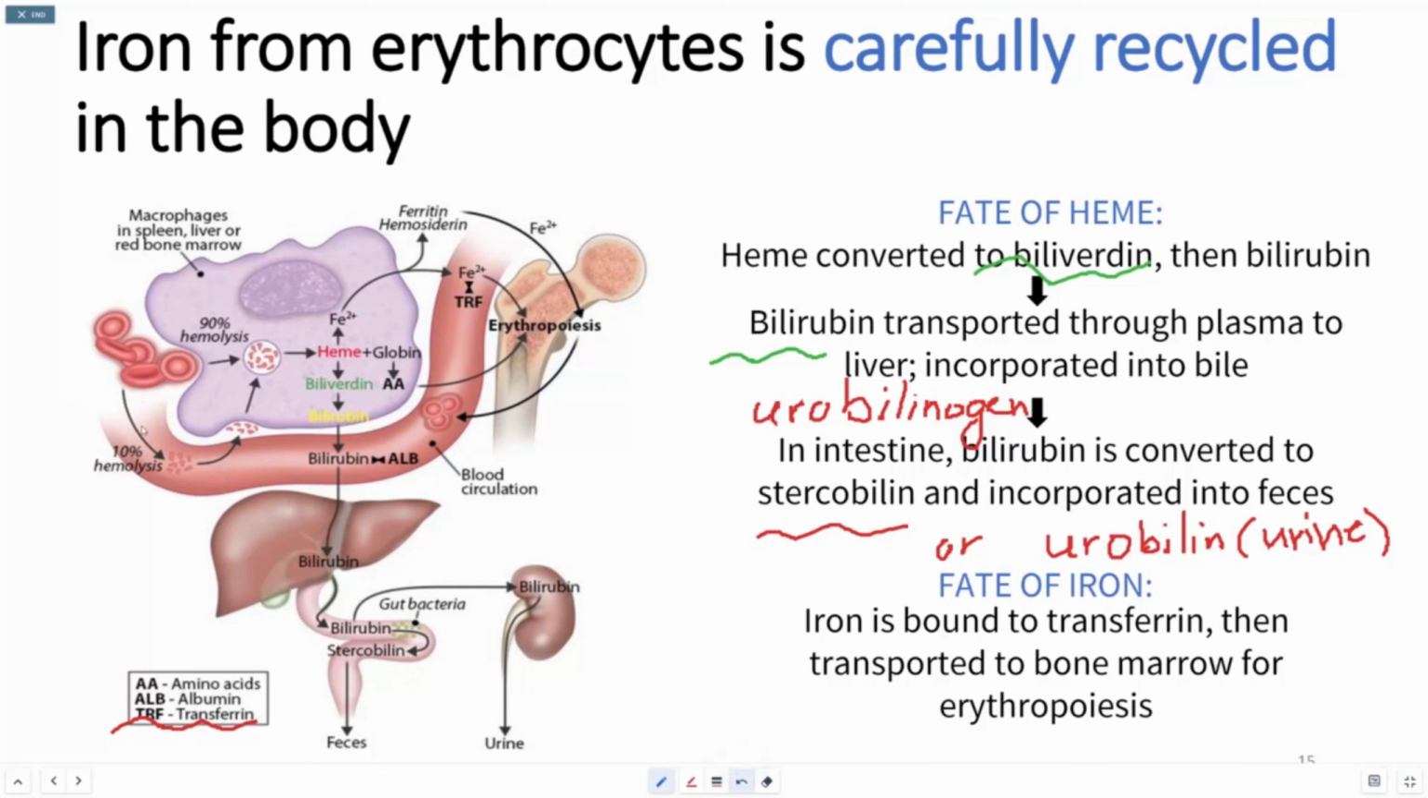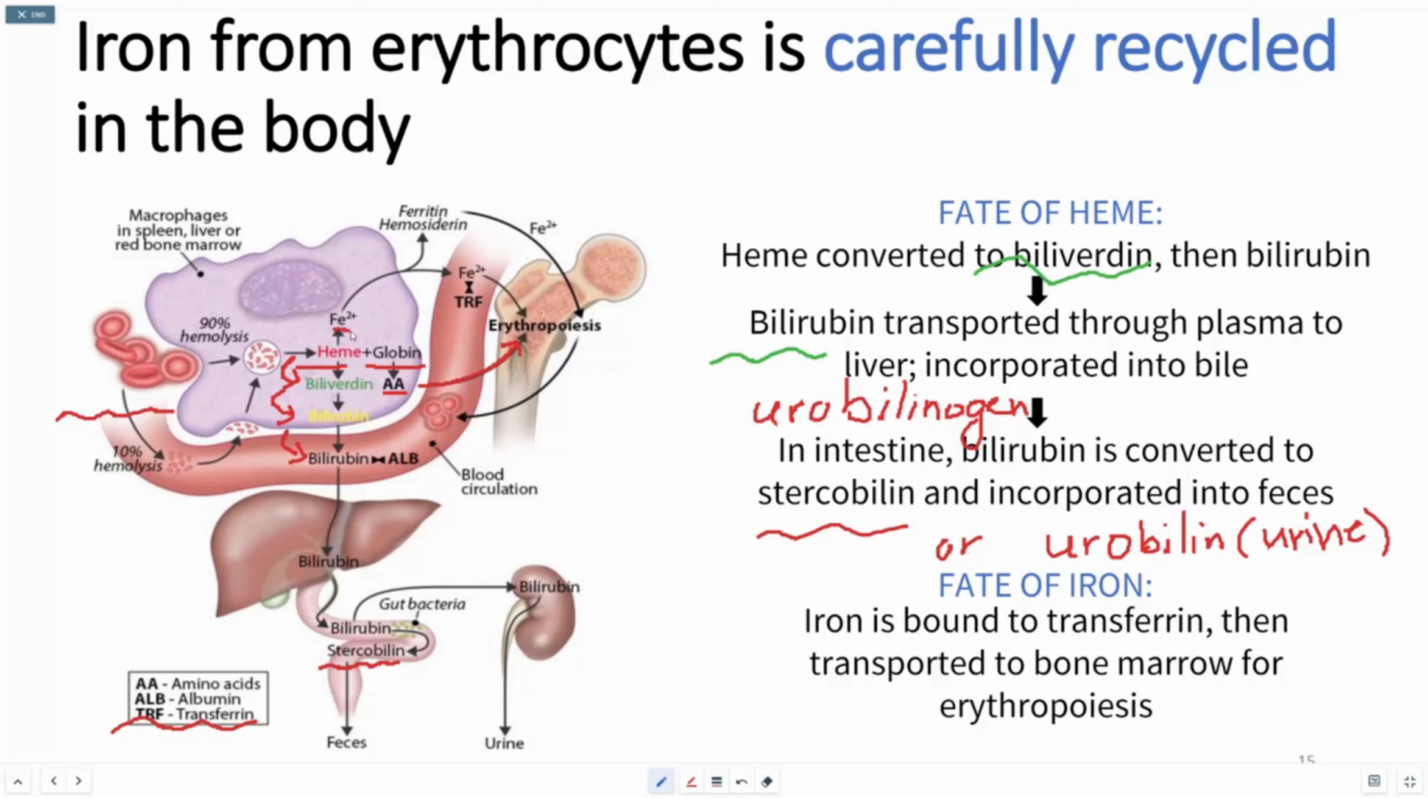On the left-hand side, you can see the processing of the red blood cell. Red blood cells get broken down by macrophages in the spleen, liver, and red bone marrow. It gets stripped into the heme group, as well as the globin. The globin is broken down into amino acids, where it can be recycled. The heme group gets processed into biliverdin, that green compound. Biliverdin becomes bilirubin, and is transported inside the bloodstream, eventually becoming stercobilin for fecal matter, the brown compound, or some of it can also be processed into urobilin, into the urine.